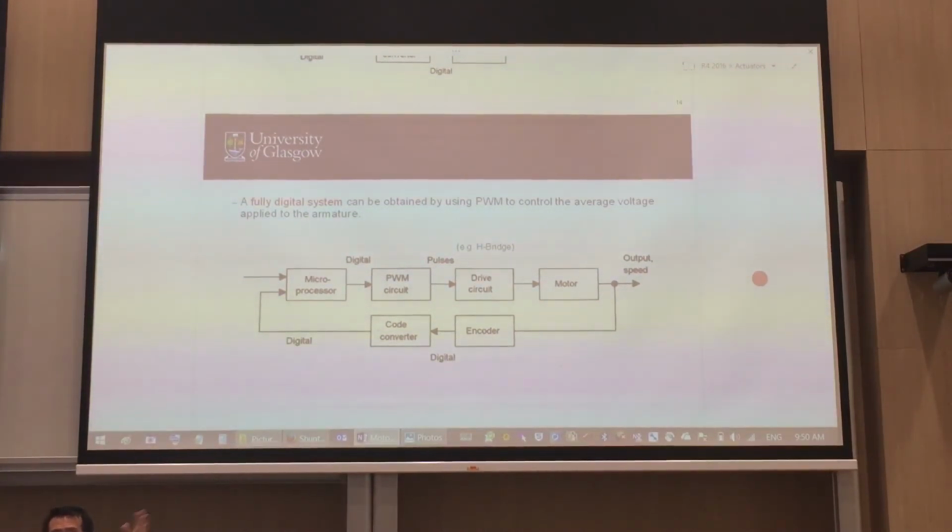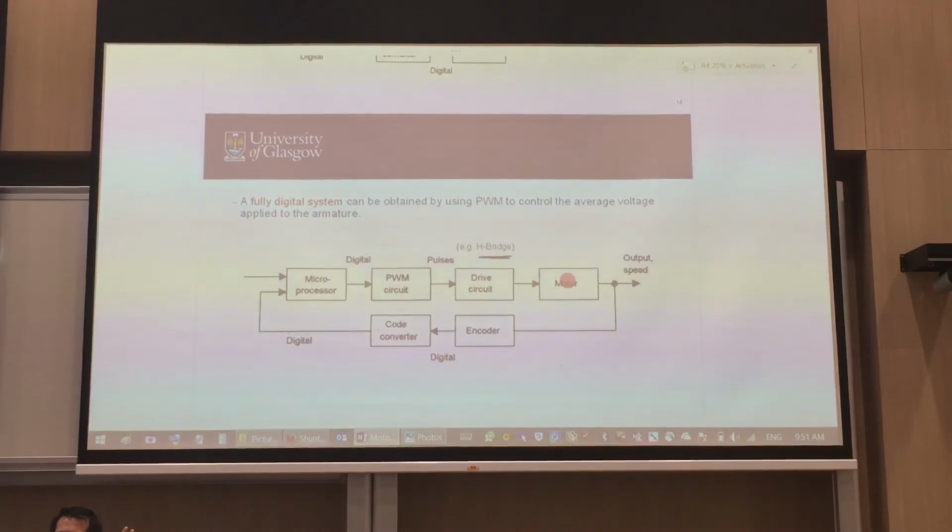PWM is an on-off signal. It's a digital signal. Then how can I make my motor respond to that digital signal? What I could do is to have PWM circuitry, so the pulses can run through a drive circuit. In this case, a drive circuit could be an H-bridge so that you can control your motor in a clockwise or anti-clockwise direction. So your PWM circuitry can then send all the pulses to drive your motor. Your motor can be driven by PWM.